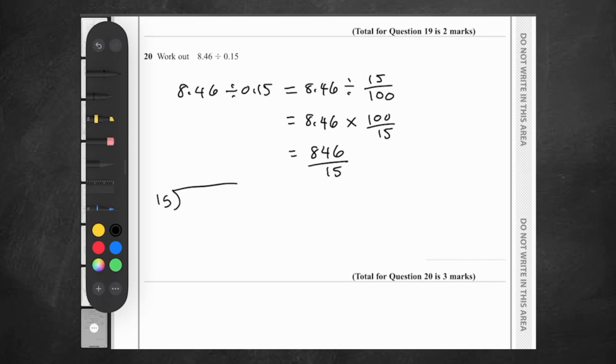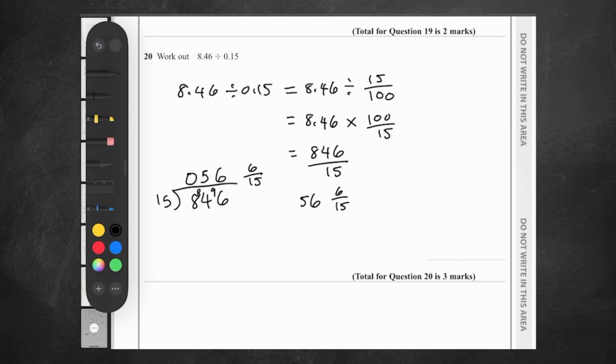Then we'll do the bus shelter method over here. 15s into 8 do not go, and we'll carry the 8. 15s into 84 go 5 times, with 9 left over, as 5 15s are 75. 15s into 96 go 6 times, as 15 times 6 is 90. Remainder 6. So our answer is 56 and 6/15.